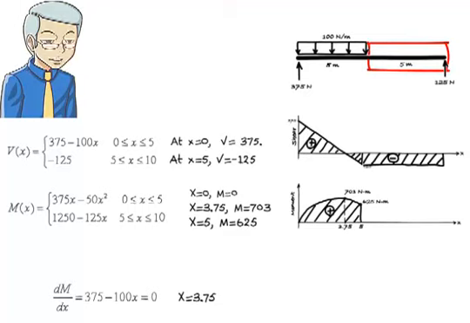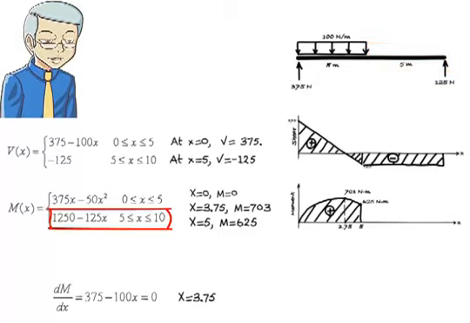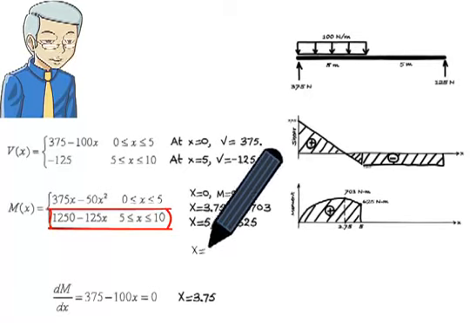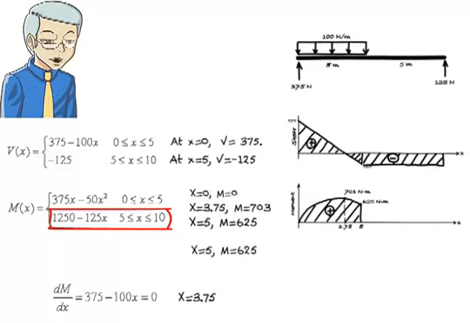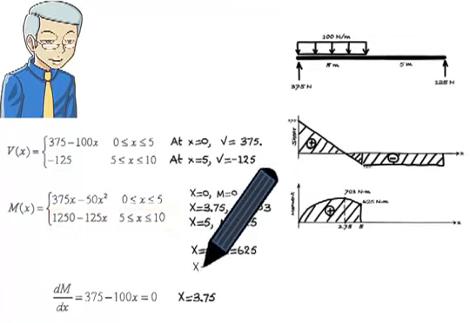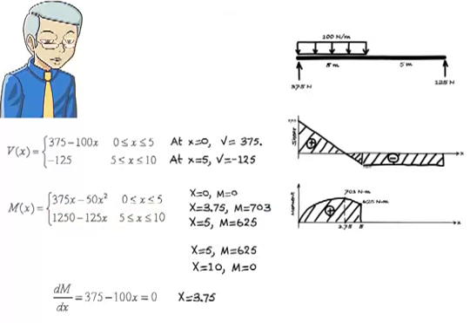Moment in the right segment of the beam, where x is between 5 and 10, is given by the equation 1250 minus 125x. This is a line equation. To graph it, let's evaluate the equation at its endpoints. At x equals 5, we get 625. At x equals 10, we get 0. So moment changes linearly from 625 to 0 in this segment, like this.